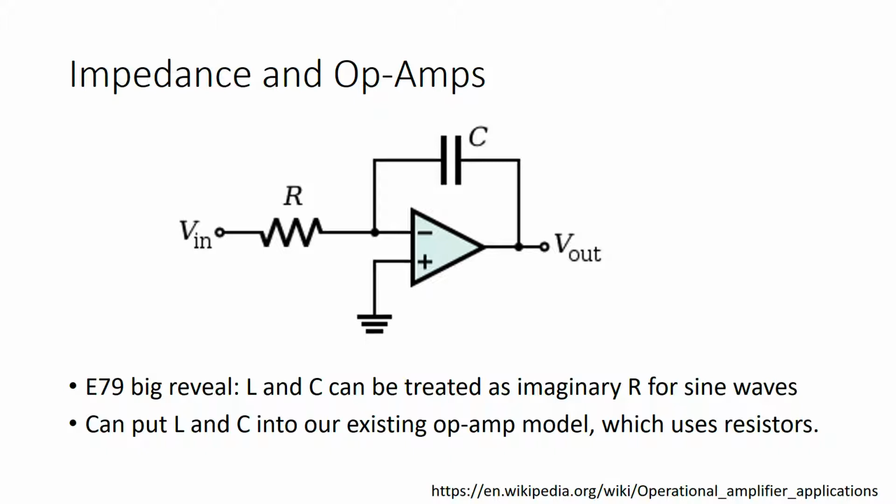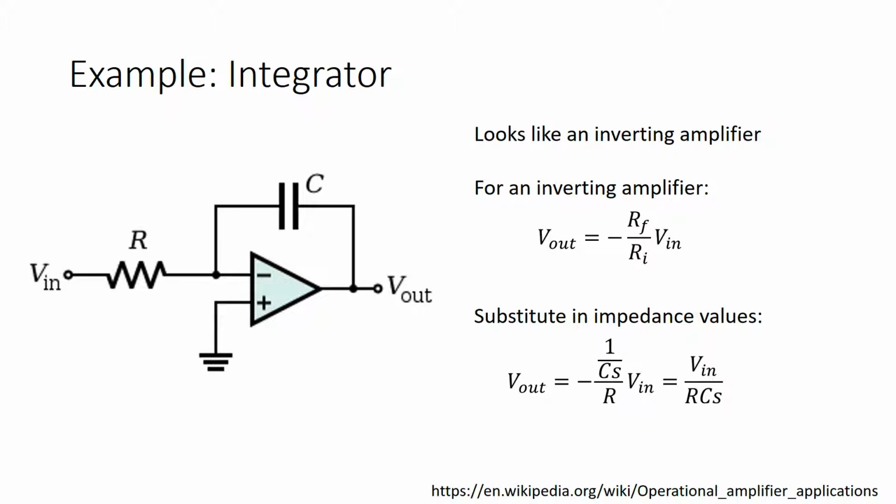from E79, which is that we can treat inductors and capacitors exactly the same way as we treat resistors, as long as we use frequency domain analysis and only deal with input sine waves. So we're just going to take our existing op-amp analysis and sprinkle them with a few E79 techniques in this video. We'll use this circuit as our first example.